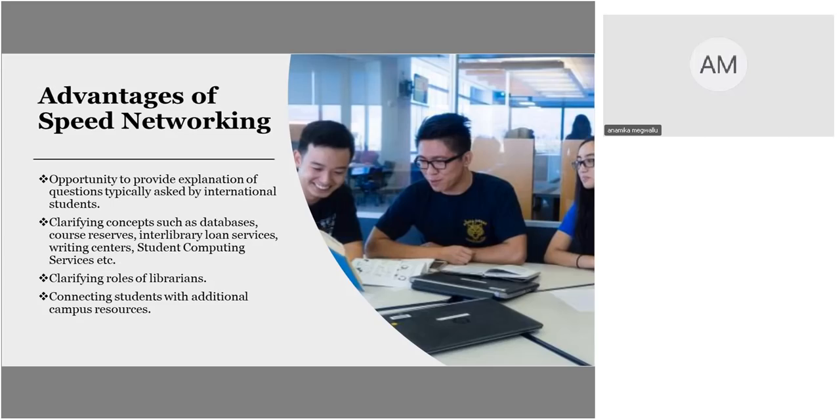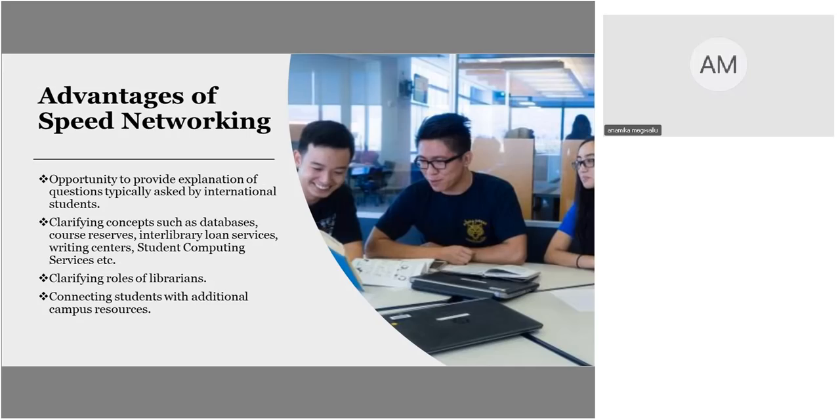I'm going to briefly talk about the advantages of speed networking. In the 2017 IWeek event, we implemented a formal assessment in which one of the questions was, what did you learn during this activity? The assessment showed that students learned the most about library resources and how librarians can help them with their academic work at the speed networking session.